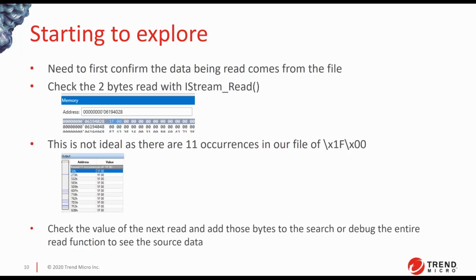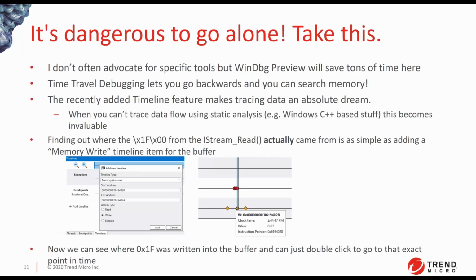So we have to now expand the amount of data we're searching for to narrow down where we are and find, okay, this is what our starting location is right now. So essentially what we're going to do is check the value of the next read, and then add those bytes to the search, or we can also debug the entire read function to see the source data, which if you use WinDbg Preview is actually going to be pretty quick.